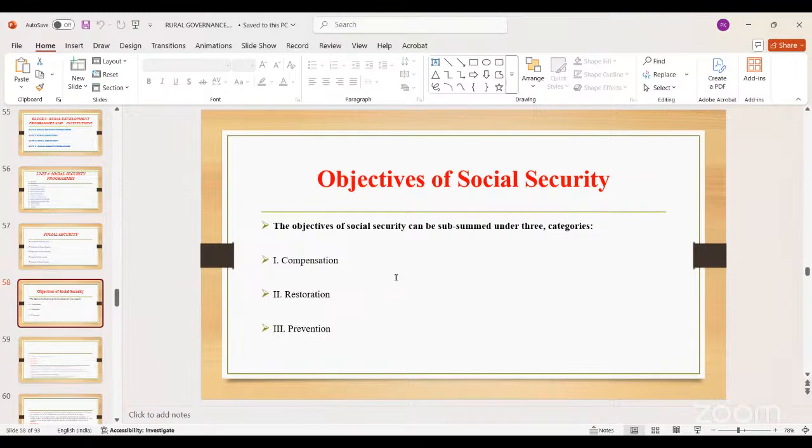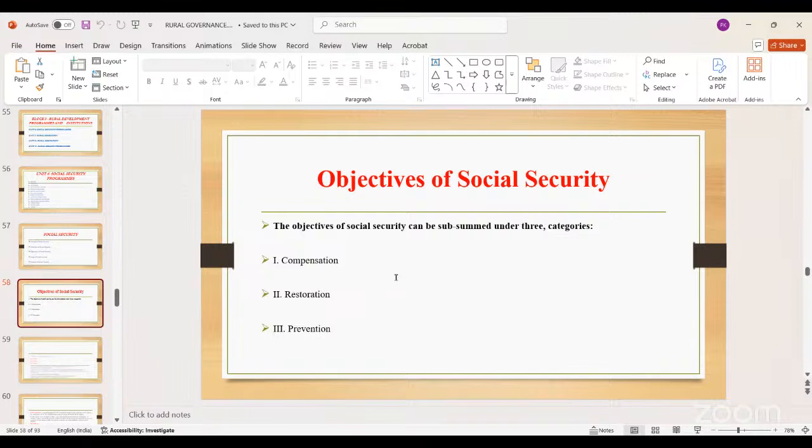So during the COVID-induced pandemic, what happened? Some factories and organizations were being shut down. So in that case, there was compensation in terms of wage losses for laborers. These compensations were provided by the government or even some of the organizations also.